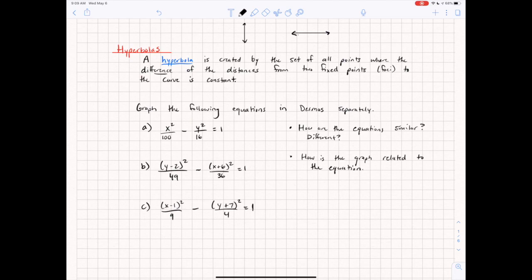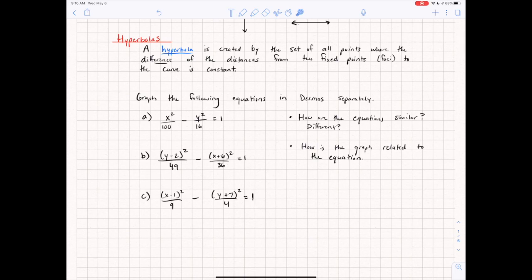A hyperbola is specifically defined as the set of all points where the difference of the distances from the two fixed points, which we again call foci, to the curve remains constant. This means that any point you choose on the curve itself, if you were to draw a straight path to each focal point, the difference between those distances would always be the same no matter what other point you picked on the curve and repeated the same process.